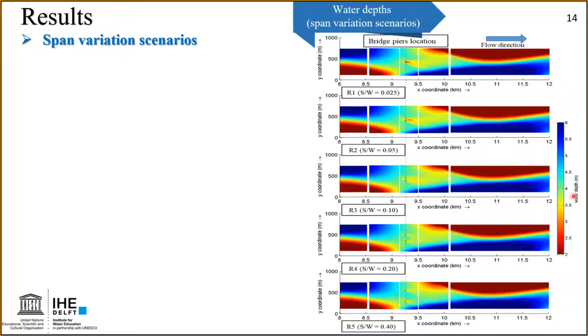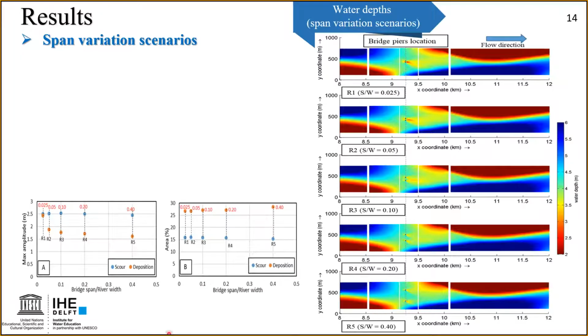As you can see here from the water depths for the 5 scenarios, at the first scenario, at the lower value of span, the forced bar amplitude is higher than in all other scenarios, as the flow between the two bridge piers is negligible compared with the flow around them, and this means less flow velocity and less sediment transport and more deposition. Then increasing the span between the bridge piers makes the flow between the bridge piers more important, which means more flow velocity and more sediment transport and less deposition.